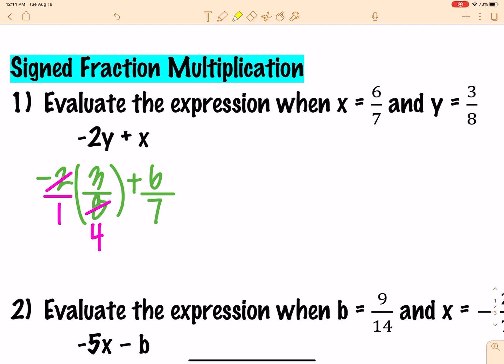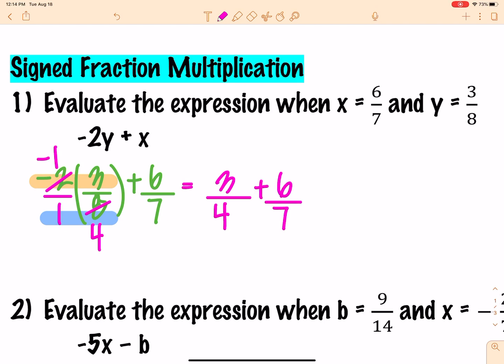Then we're going to multiply across. So you have -1 technically here, and 3, so it's going to be 3 on top. And then on the bottom, you multiply across again when you're doing fractions. So 1 times 4 is 4, and we still have the 6/7.